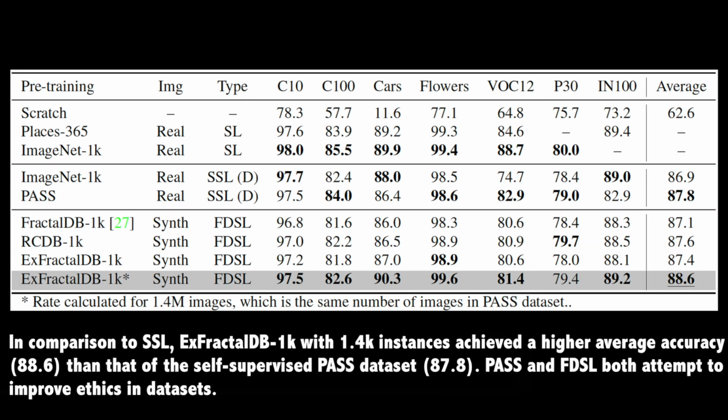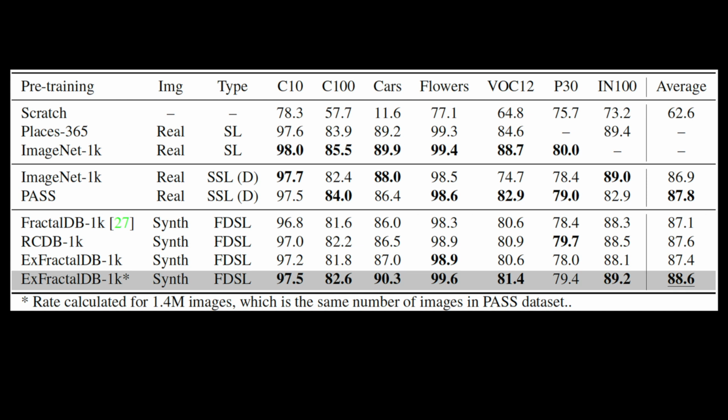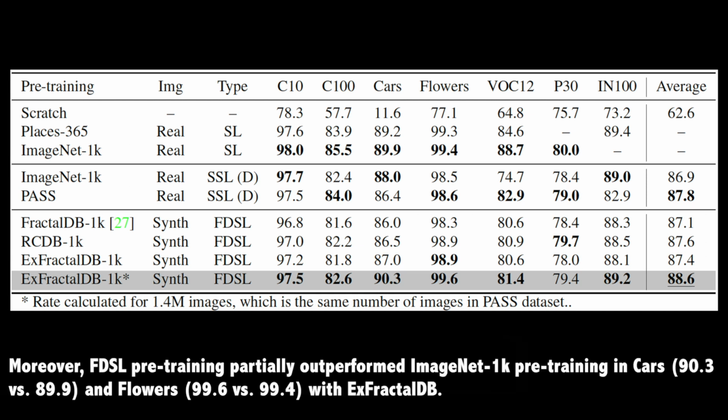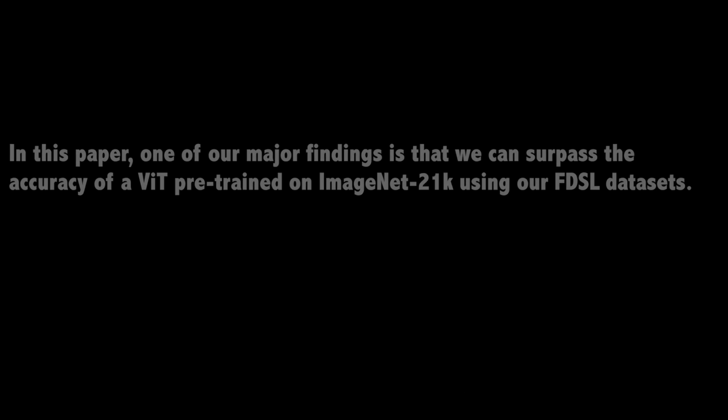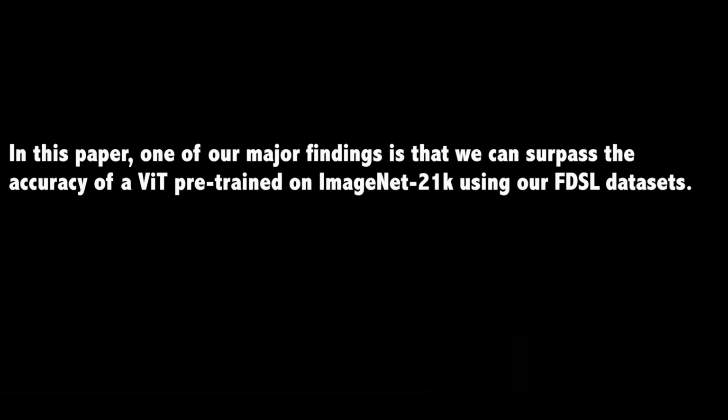In comparison to SSL, XFractalDB 1K with 1.4K instances achieved a higher average accuracy than that of the self-supervised PASS dataset. PASS and FDSL both attempt to improve ethics in datasets. Moreover, FDSL pre-training partially outperformed ImageNet 1K pre-training in cars and flowers with XFractalDB. In this paper, one of our major findings is that we can surpass the accuracy of a BiT pre-trained on ImageNet 21K using our FDSL datasets.